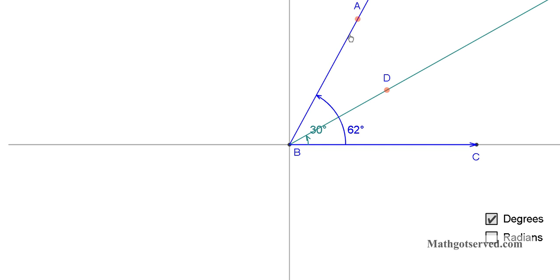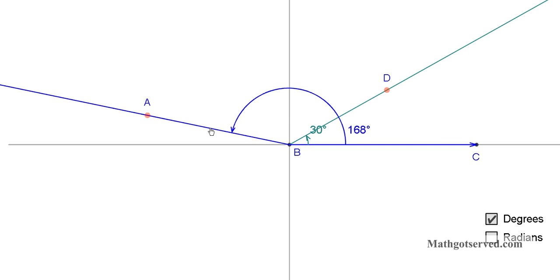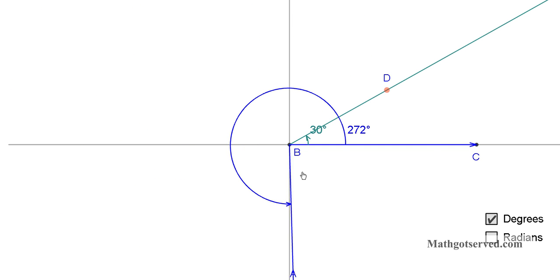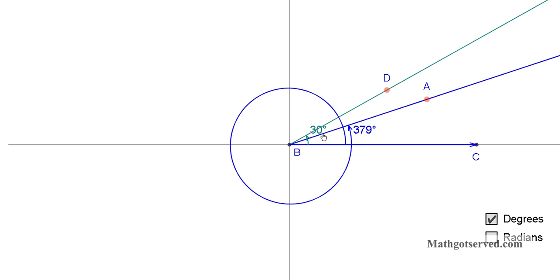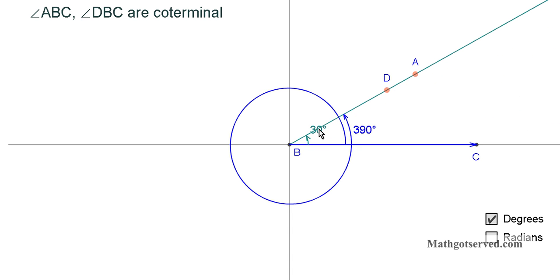Now notice what happens here. What if I rotate this a full circle all the way to here? Boom. As soon as they have the same terminal side, even though they have different angular measures, they're considered coterminal angles. So what does this illustrate? It tells me that 30 degrees and 390 degrees are coterminal angles because they have the same terminal side when graphed in standard position.